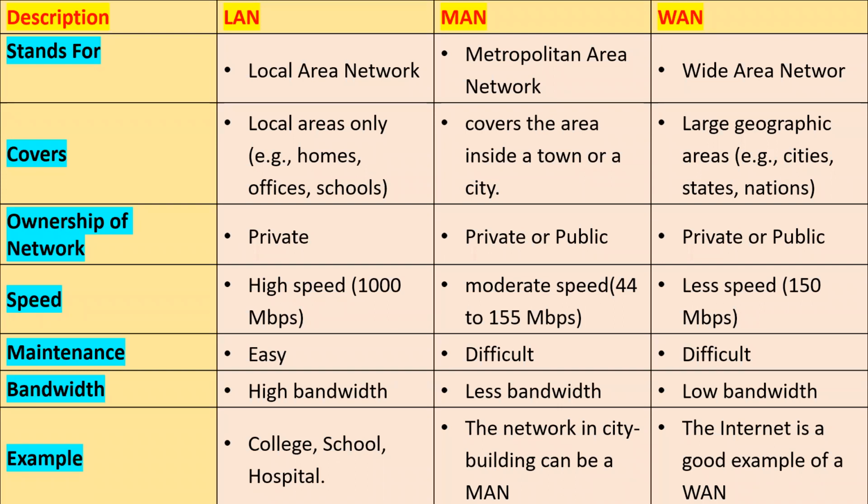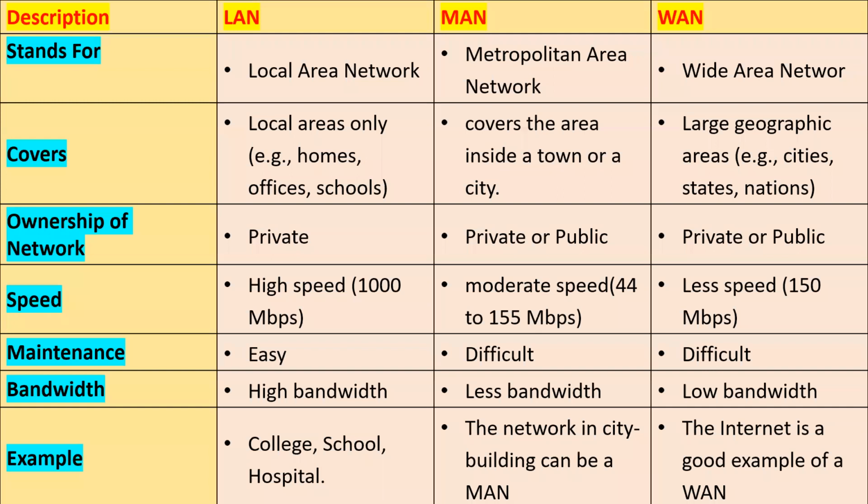Then look at the ownership. Who owns this type of network? If you consider the LAN, mostly LAN systems are private. There is a specific owner for the local area network. It may be your organization or your personal one. Then the metropolitan area network is also private, sometimes public. The public network is also available. A wide area network is also the same, private or public.